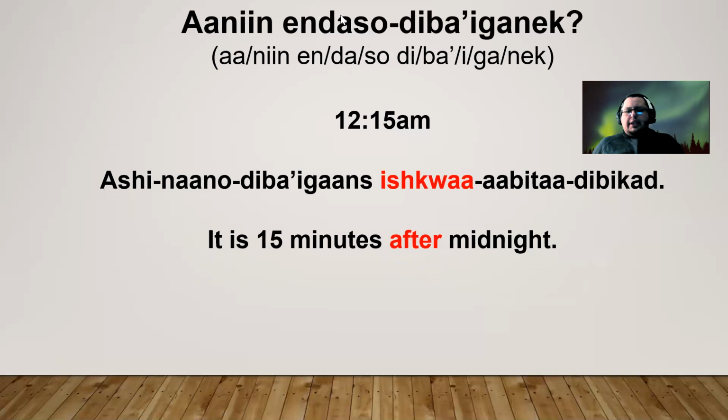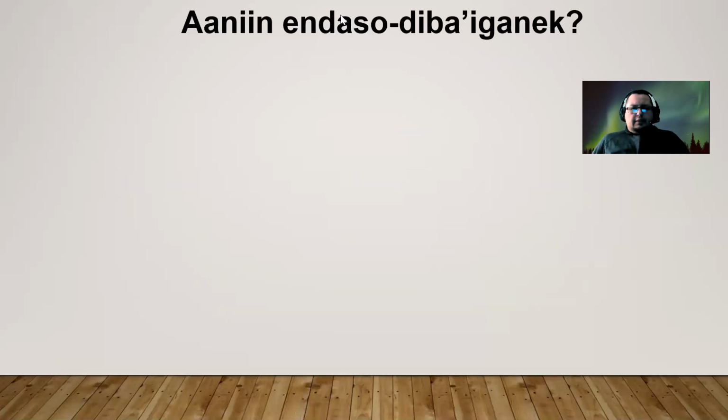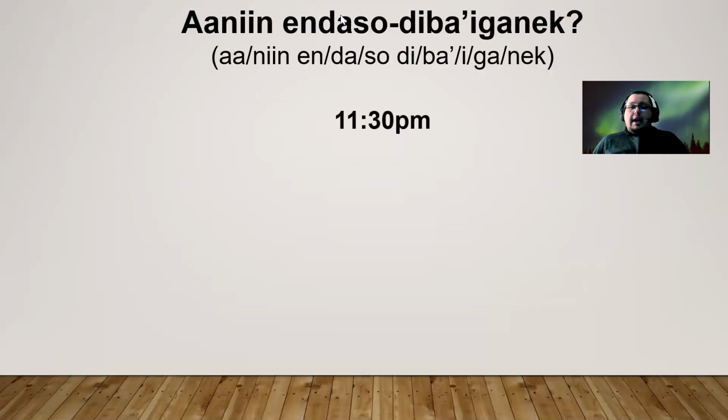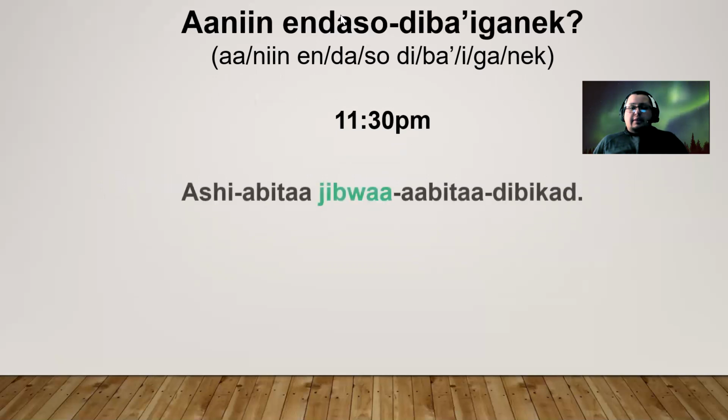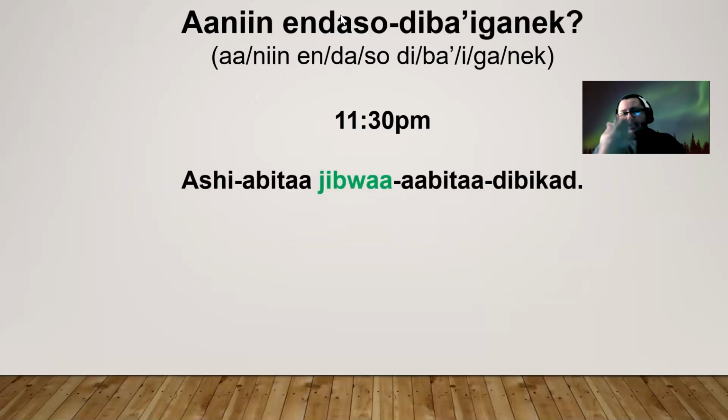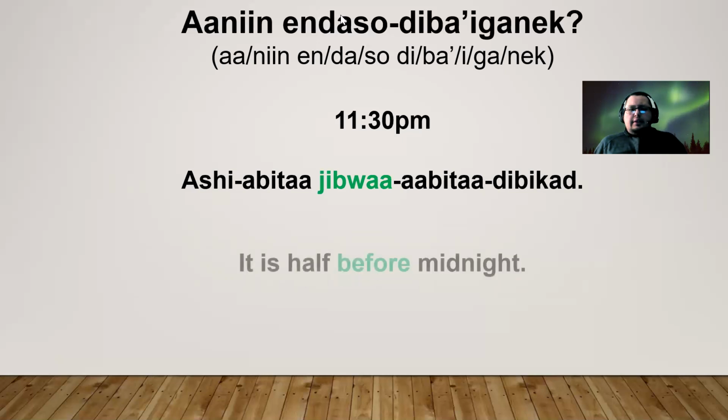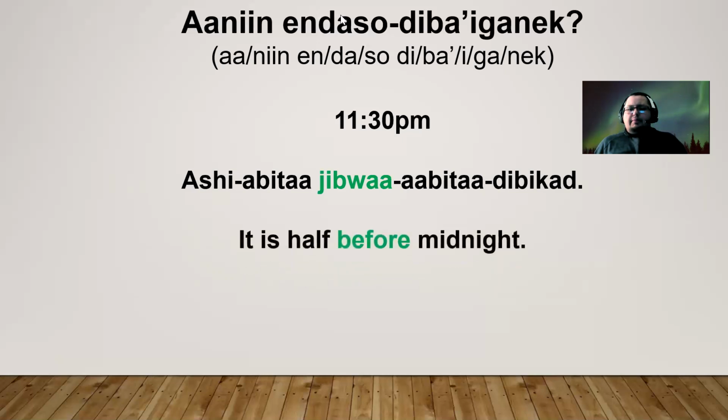Endaso-diba'iganek, ishkwa endaso-diba'iganek. It is 15 minutes after midnight. All right, now we're at the half-hour point, the 30-minute point, and this one here can go either way. You can say, well, yeah, we'll just get going. Ashi abita, which is halfway. Jibwa abita dibikad. It is a half before midnight.